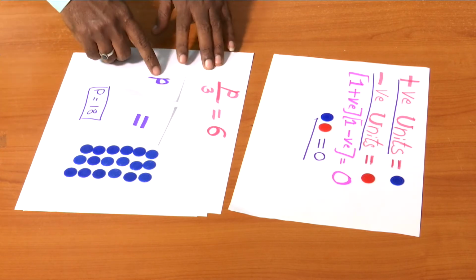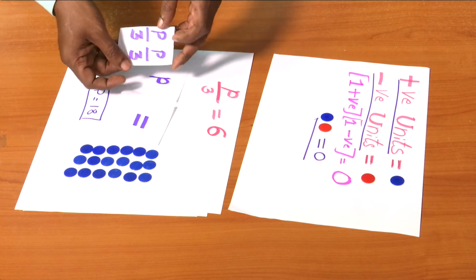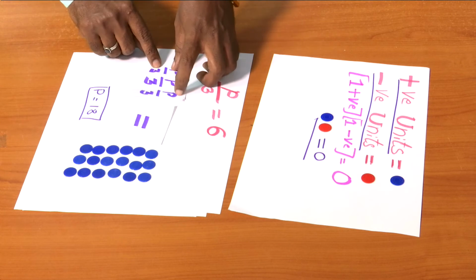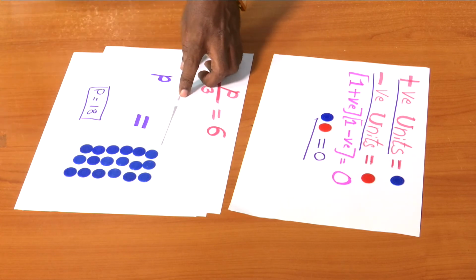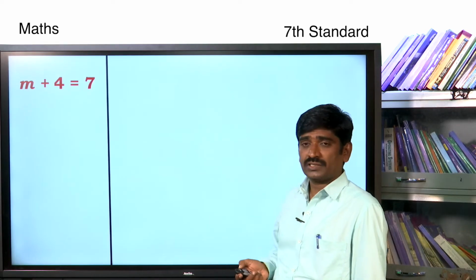See here. 1 time 6 means 6. 2 times 6 means 12. 3 times 6 means 18. That is, 3 times p by 3 is equal to p. That is, p is equal to 18. After that activity, you understand it.